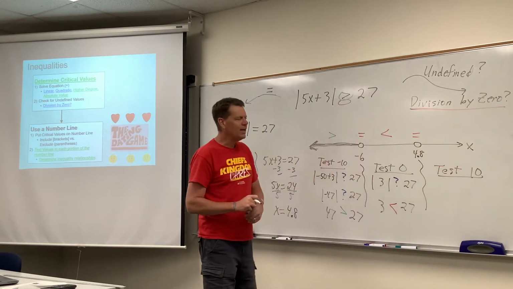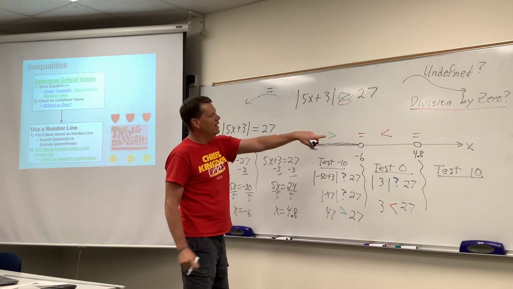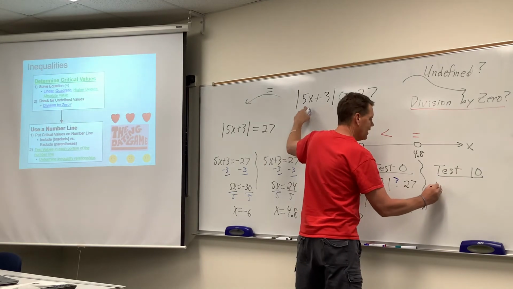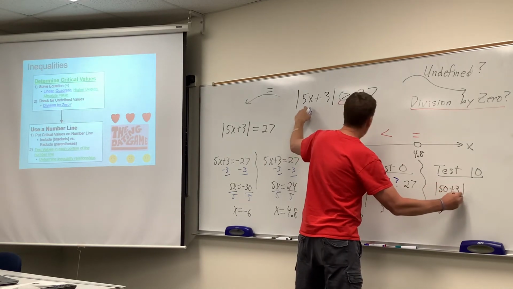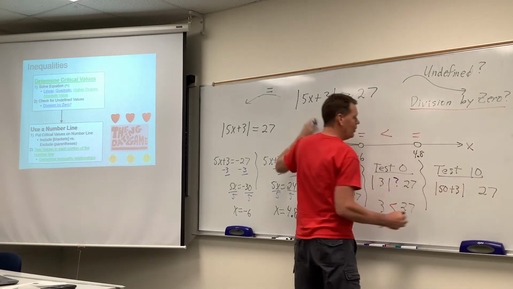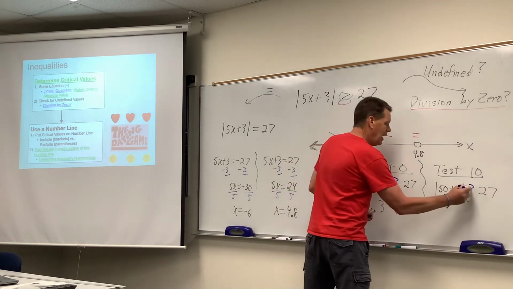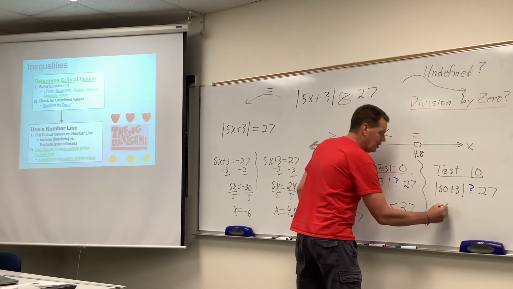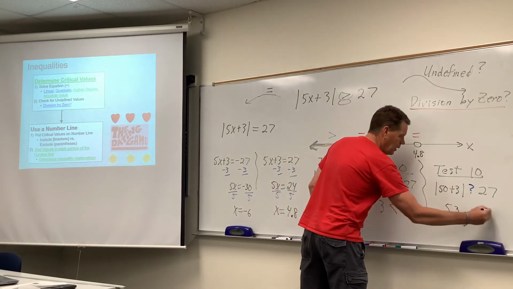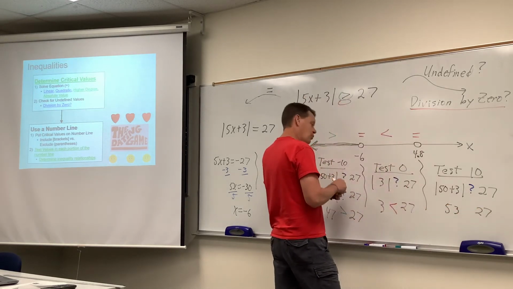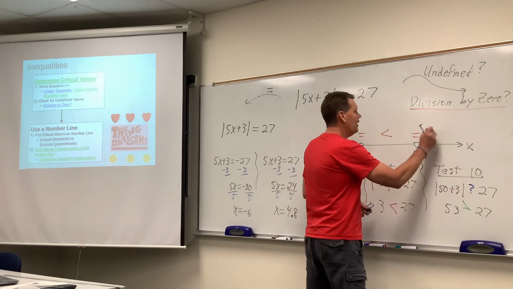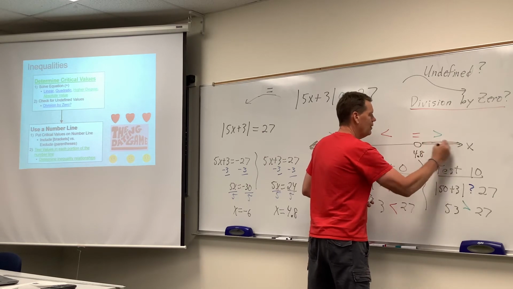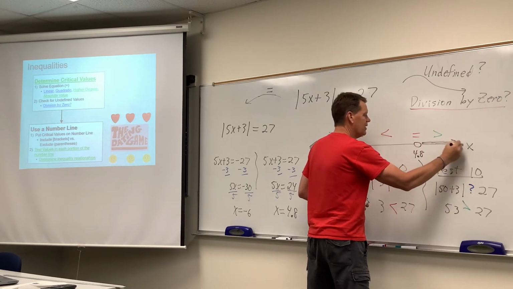Hit pause if I get going too quickly. 10 lives out there beyond 4.8. So 5 times 10 is 50, plus 3. Make sure you perform all the operations that are in the question. And then that would be the absolute value of 53, which is 53. And 53 is greater than 27, and therefore, there you go. So, greater than, indeed, satisfies.